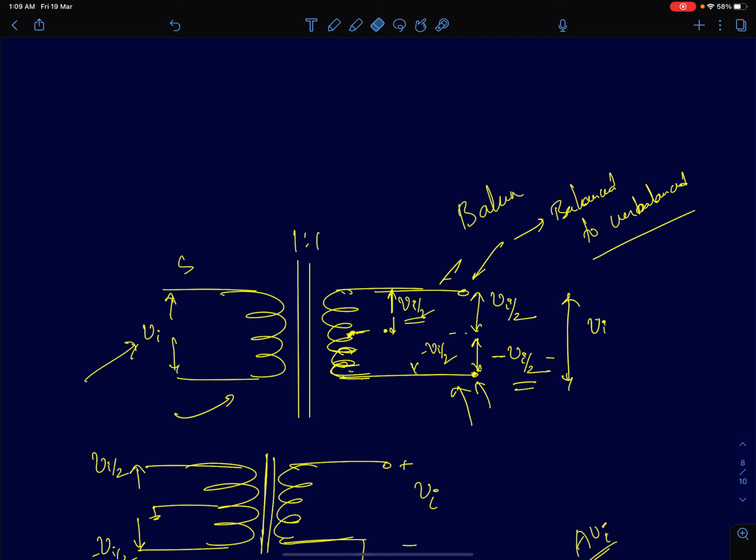Now instead of holding the center tap at ground, if I hold it at a fixed DC potential VCM: you understand a transformer is just a low resistance coil wound around a core. So if I apply a DC voltage at the center, that will be the same here and here as well. So this will also be at a DC potential of VCM, but the AC will be different. It will be VCM plus Vi by 2 with respect to this, and here it will be VCM minus Vi by 2. So this way I can generate differential signals using a balun.